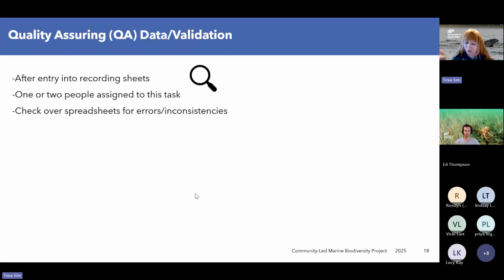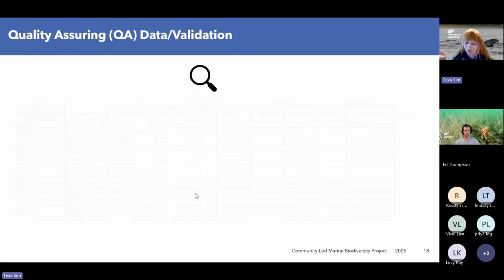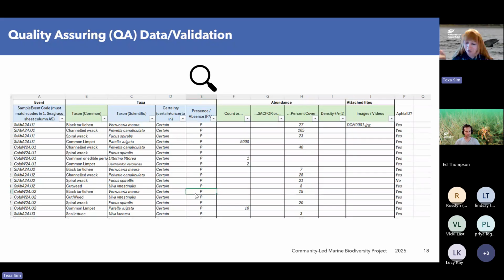So I have a little example. The eagle-eyed of you might have spotted some of this already, as it was up on the screen a minute ago. For example, we've got channeled wrack in here at over 100%, and while there are some cases where percentages can be a bit funny, it is worth double checking that those numbers make sense. The common limpet here, we've counted 5,000 of them. Could that be a couple of zeros extra, or were there very much 5,000 limpets in that quadrat, in which case I feel sorry for whoever had to count them. But again, checking your numbers is really important.